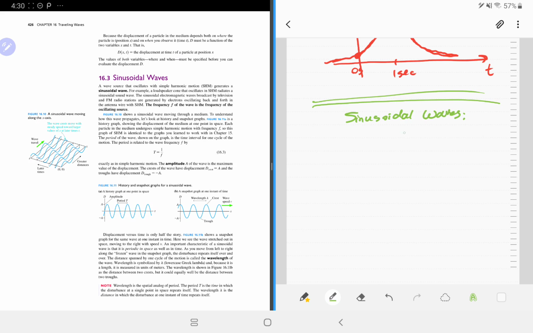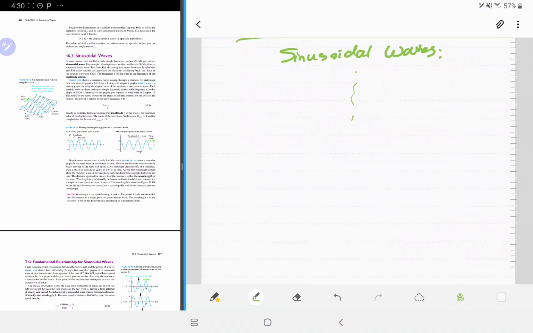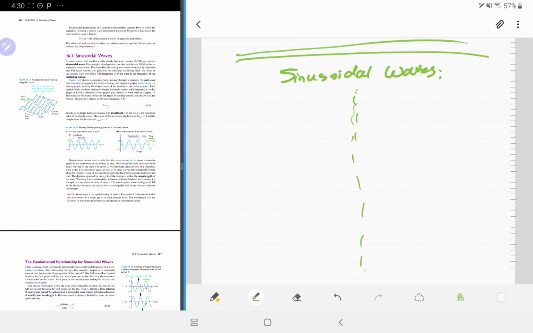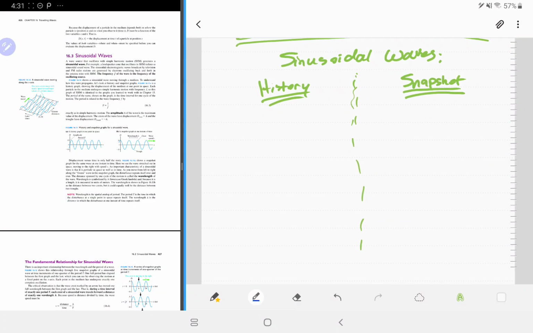Okay, so again, I want to focus on the difference between a snapshot graph versus the history graph. Again, they're going to look similar because they're both going to be sines and cosines. You're going to be sick of sines and cosines if you're not already.